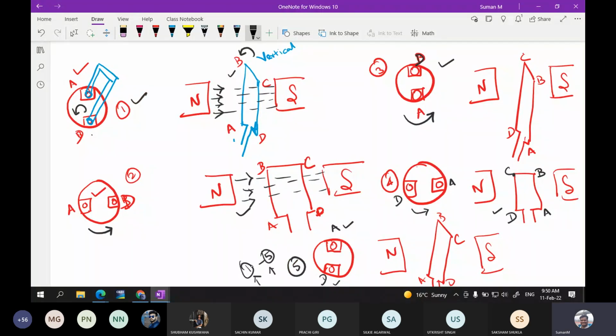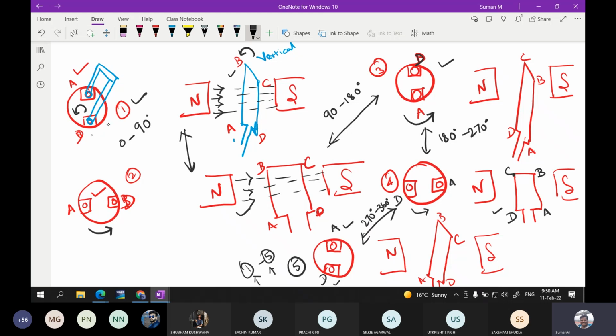So once we are starting from position 1, we are rotating in the anti-clockwise direction. Between these two, we are moving from 0 to 90 degrees. Then between these two, we are moving from 90 to 180 degrees. Then between these two, we are moving from 180 degrees to 270 degrees. Then from this, we are moving from 270 degrees to 360 degrees.